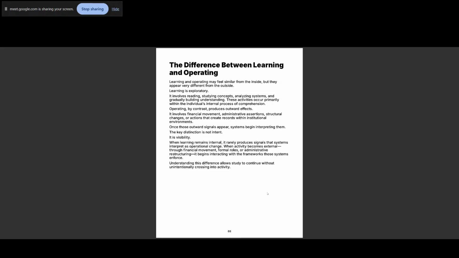The key distinction is not intent, it is visibility. When learning remains internal, it rarely produces signals that systems interpret as optional operational change. When activity becomes external, through financial movement, formal roles, or administrative restructuring, it begins interacting with the frameworks those systems enforce. Understanding this difference allows study to continue without unintentionally crossing into activity.